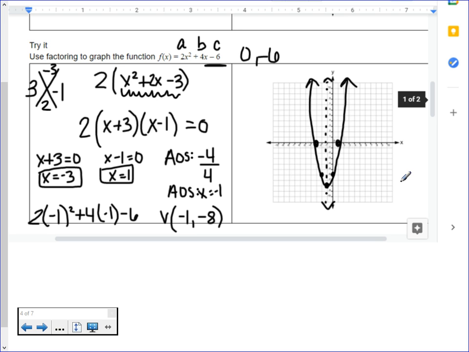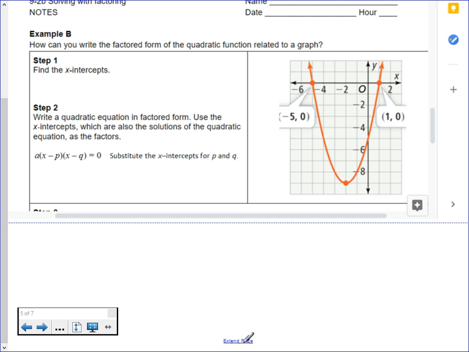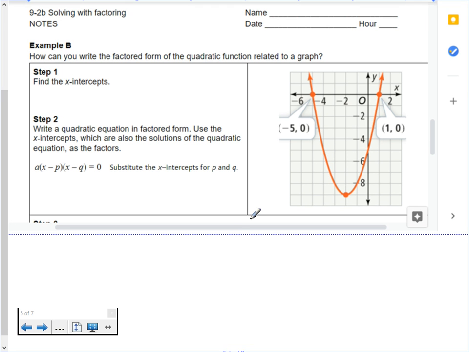Okay, so now we're going to be doing a little bit opposite because they give you the graph. On example B, how can you write the factored form of the equation when they give you the graph? The first thing it says is to find the x-intercept. So figure out where it crosses the x-axis. First place it crosses is at -5. And then the other place it crosses is at 1. That's correct.